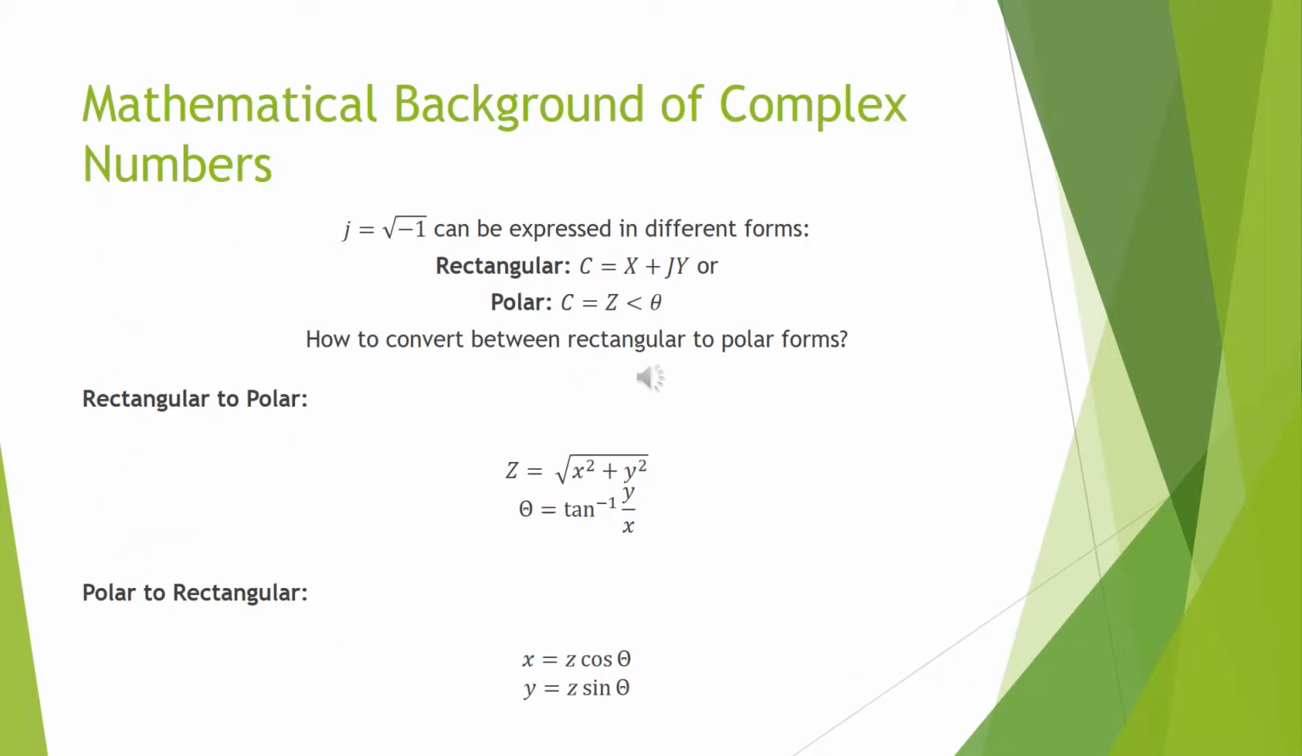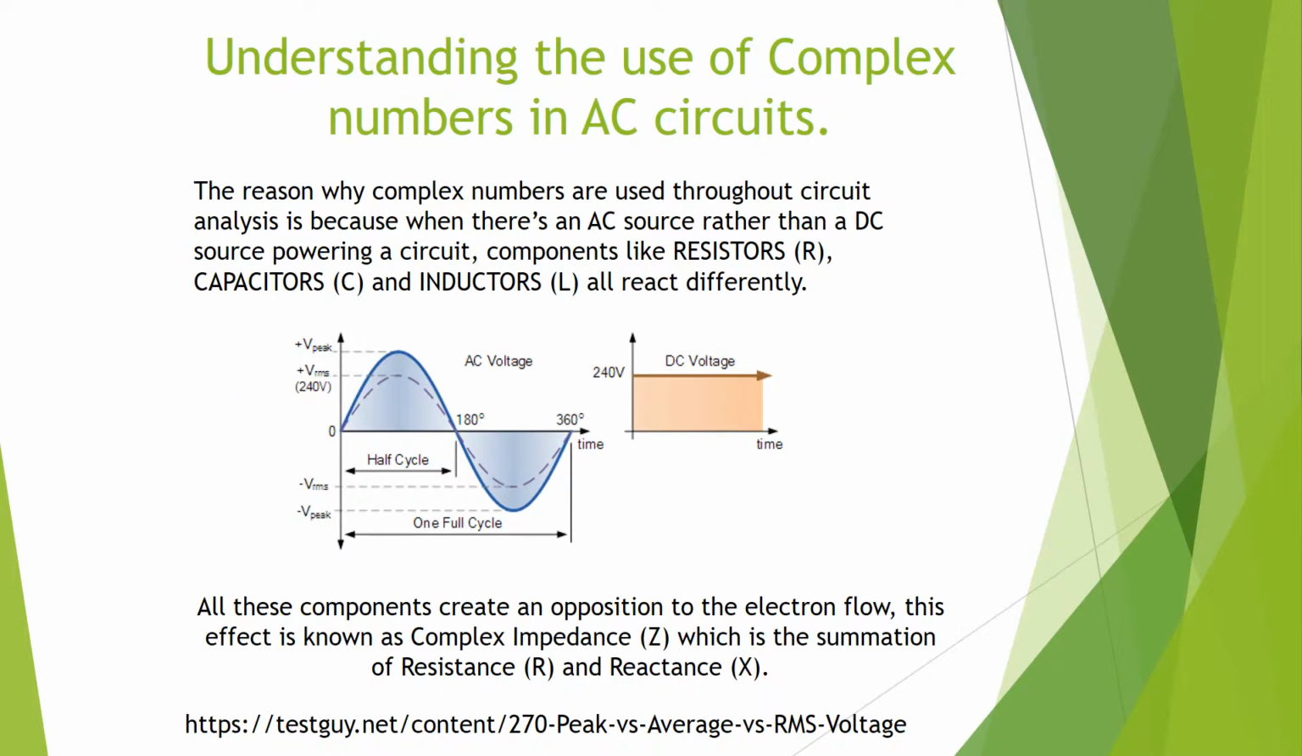The complex number j is expressed as the square root of -1. It can be shown in two forms, rectangular and polar. On the bottom we have the 4 formulas to show how to convert between rectangular and polar forms. Understanding the use of complex numbers in AC circuits.